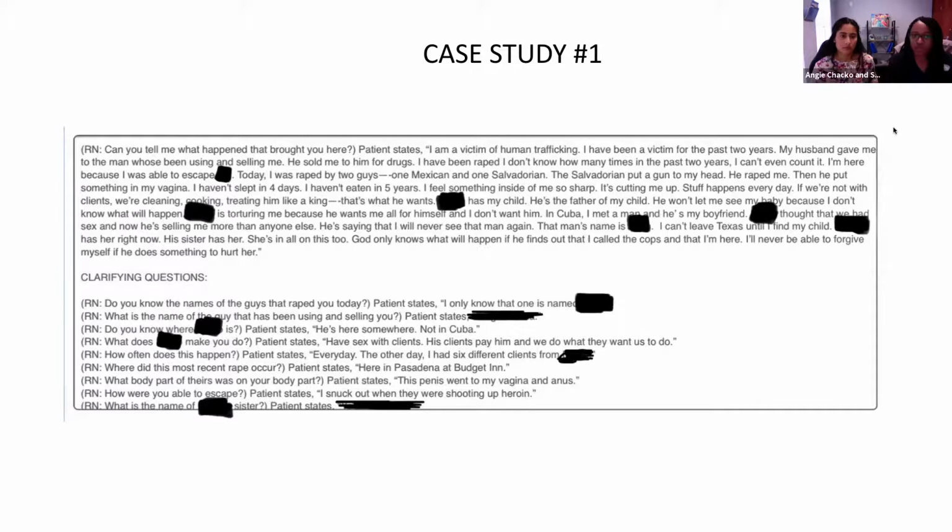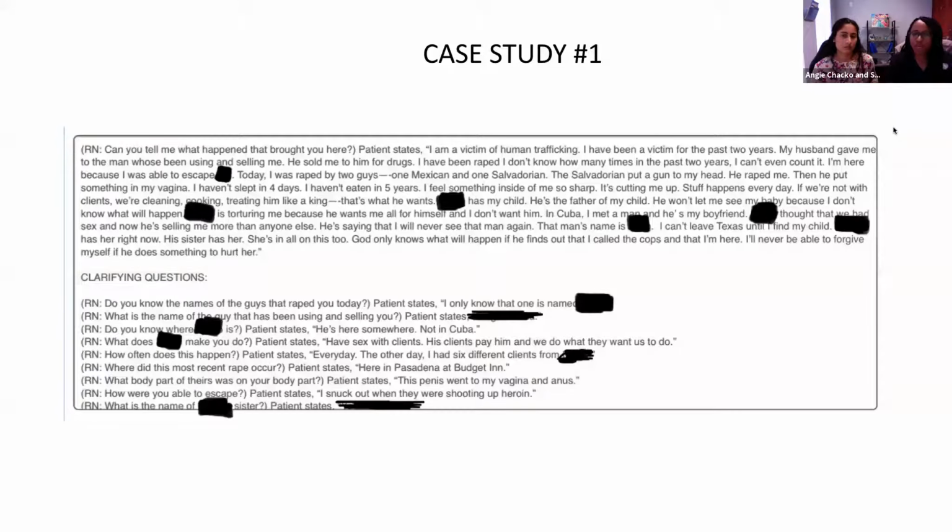Today I was raped by two guys, one Mexican and one Salvadorian. The Salvadorian put a gun to my head. He raped me. Then he put something in my vagina. I haven't slept in 4 days. I haven't eaten in 5 years. I feel something inside of me so sharp. It's cutting me up. Stuff happens every day. If we're not with clients, we're cleaning, cooking, treating him like a king. That's what he wants. Blank has my child. He's the father of my child. He won't let me see my baby because I don't know what will happen. Blank is torturing me because he wants me all for himself and I don't want him.